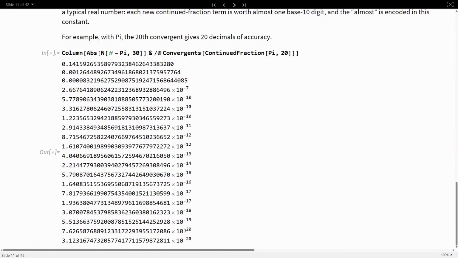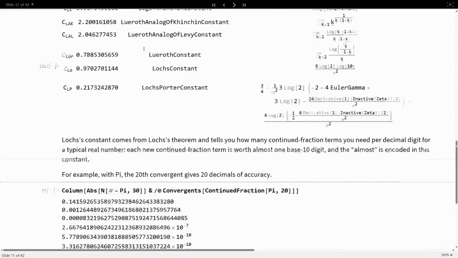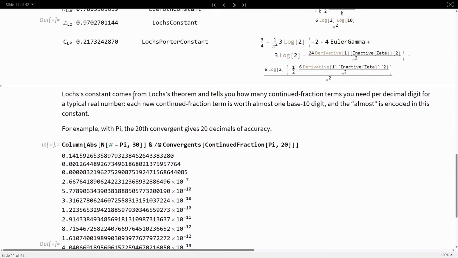But in fact, the 19 terms of the continued fraction convergent is also enough to give 20 decimals of accuracy. But it's a near thing. But due to Lochs's constant, this is the decimal version for base 10. The Lochs constant basically tells you how many different terms of the continued fraction you need to express the decimal digit.